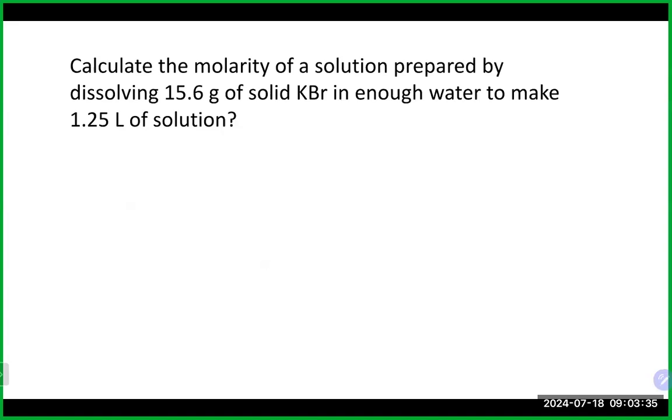So calculate the molarity of a solution prepared by dissolving 15.6 grams of KBr in enough water to make 1.25 liters of solution. Potassium is 39.10. Bromine is 79.90. So take a moment there, calculate the molarity that you get.